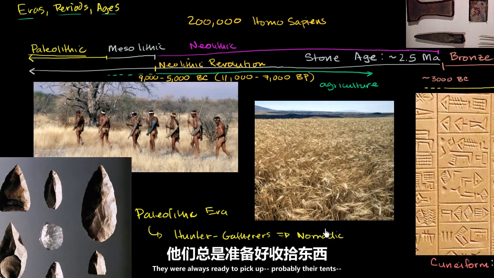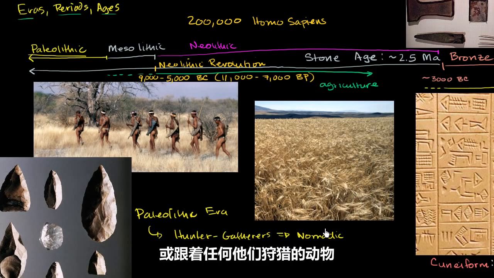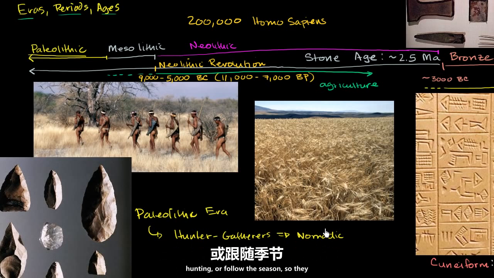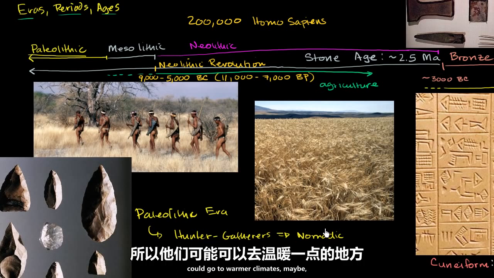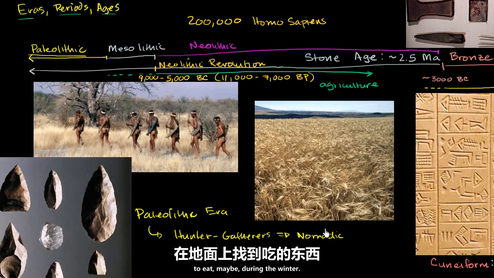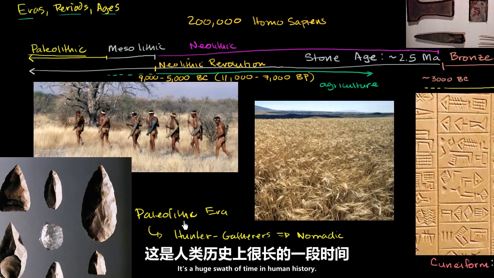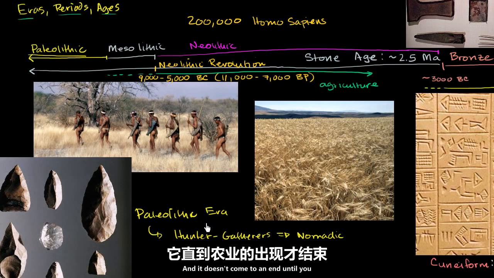They were always ready to pick up probably their tents and follow the herd, or follow whatever animals they were hunting, or follow the season, so they could go to warmer climates, maybe where they're more likely to find something on the ground to eat, maybe during the winter, or who knows. And so the Paleolithic era is really distinguished by that. It's a huge swath of time in human history. And it doesn't come to an end until you get to the advent of farming.